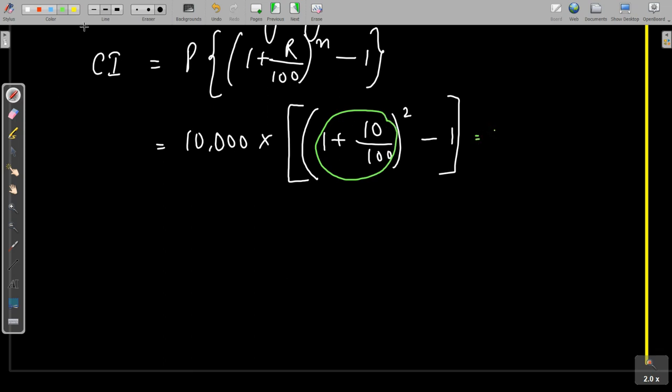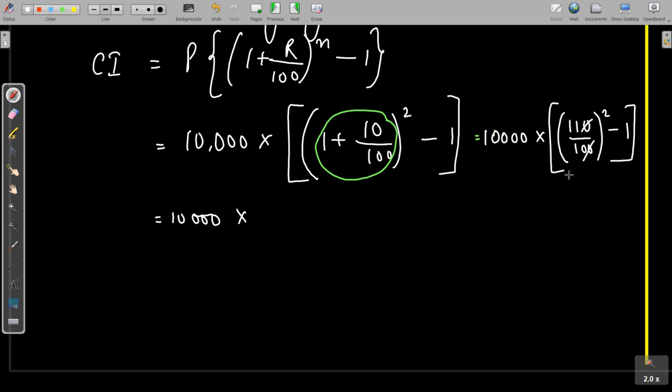So can I write it down like this? 10,000 multiplied by (110 by 100) square minus 1. See, this 0 cancelled out. So I'm left with 10,000 multiplied by the square of 11, which is 121, by 10 square, which is 100, minus 1. So this can be further solved as 1 by 1, so it will become 100.